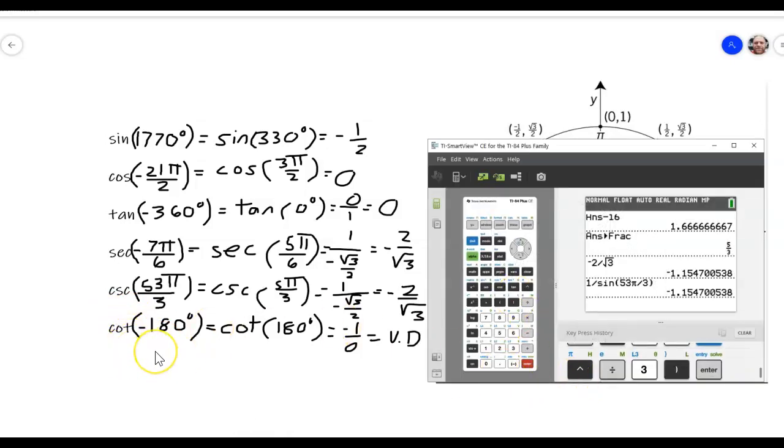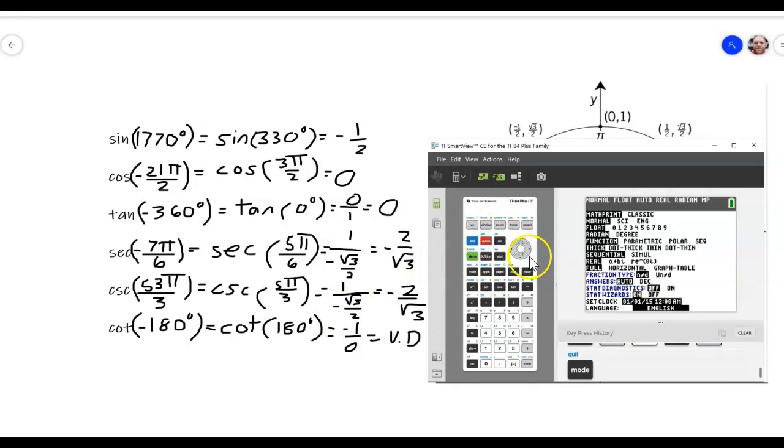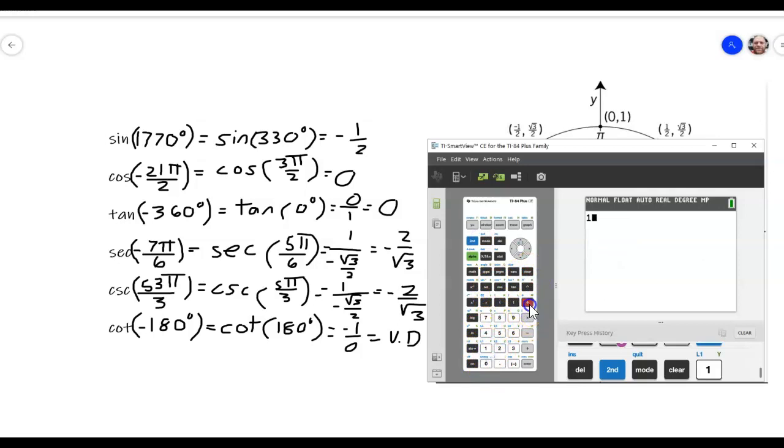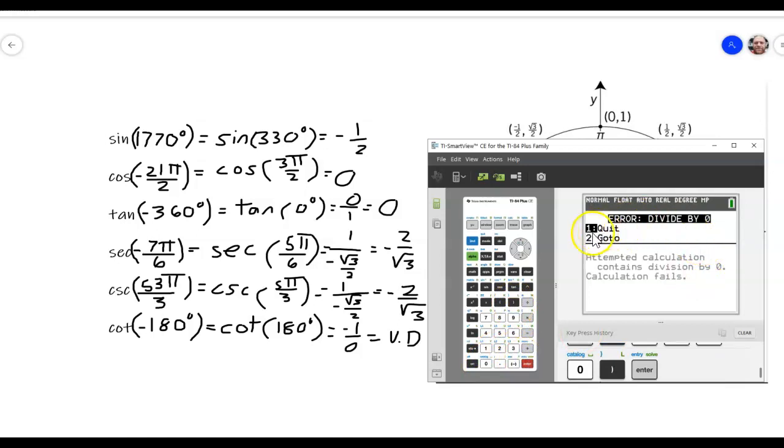So for the cotangent, I can do one of two things. I can either do 1 over tangent, or I can do cosine over sine. Let's do both of those just to do a little bit of practice. So let's make sure I change this back to degrees. All right, and then, okay, so the first thing I'm going to do is do the 1 divided by a tangent of negative 180, and it should error out on me. It does. Divide by 0.